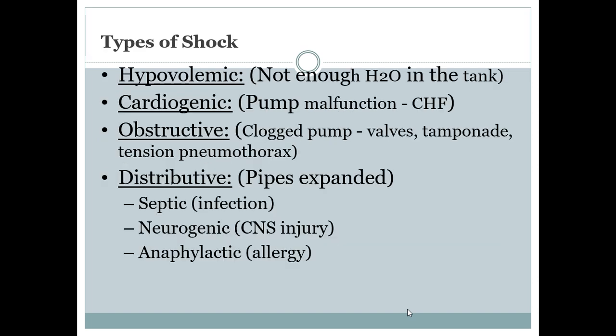So in hypovolemic shock, we don't have enough water in the tank. Cardiogenic shock, the pump is malfunctioning. Think of like CHF. And then obstructive is a clogged pump, clogged valve, you have tamponade or tension pneumo. And then distributive means the pipes are expanded, so you have sepsis. Might be a CNS injury or neurogenic or anaphylactic or an allergy.